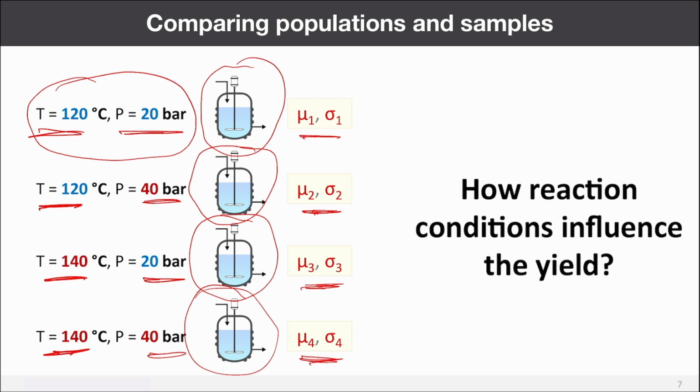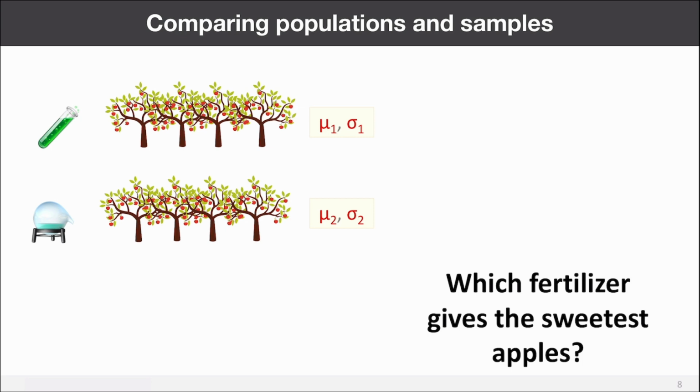So all these things can be solved by the methods that we are going to discuss in this particular learning sequence. Let's say we have 2 populations, like 2 gardens, right? Here we use fertilizer A, here we use fertilizer B. So these are parameters of the first population.